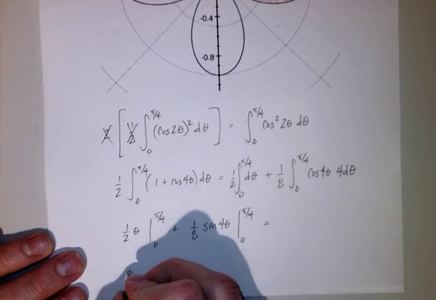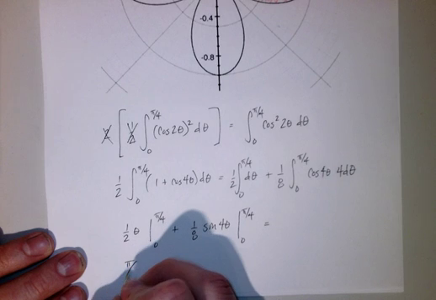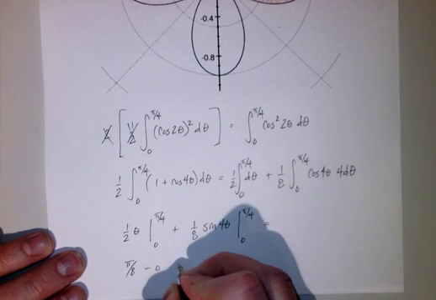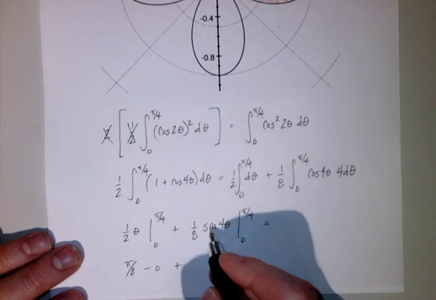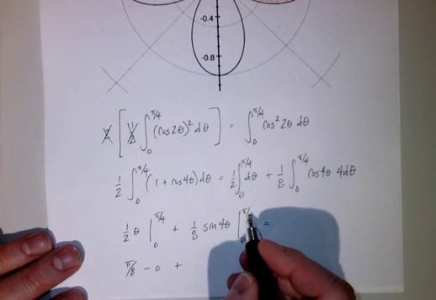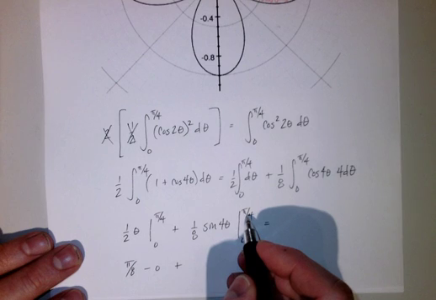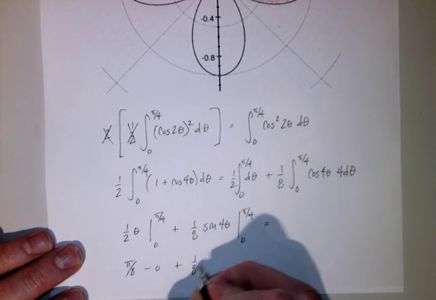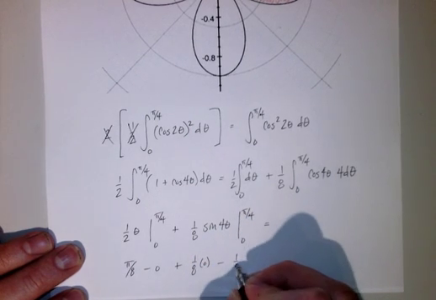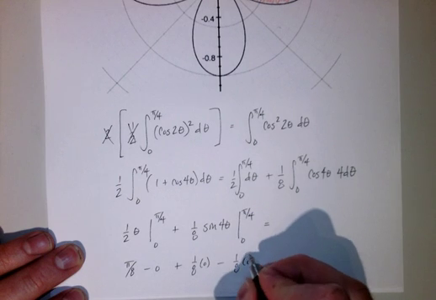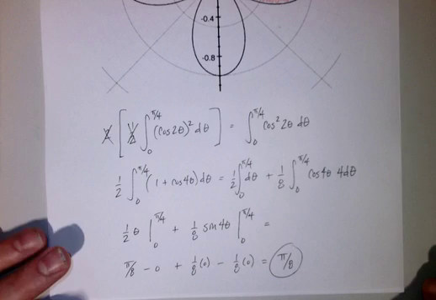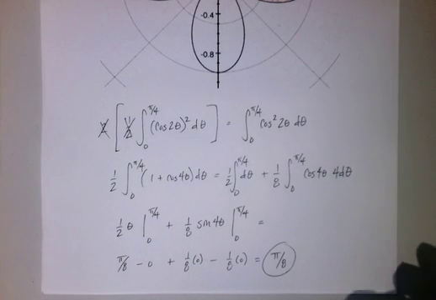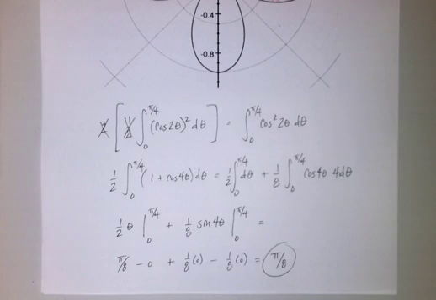Now, plug that in. I'm going to get pi over 8 minus 0. And when I plug in here, I'm going to get sine of pi. Sine of pi is 0, so that's 1/8 times 0 minus 1/8 times sine of 0, which is 0, and oh my gosh, it looks like it's pi over 8. So that winds up being the area of one petal.